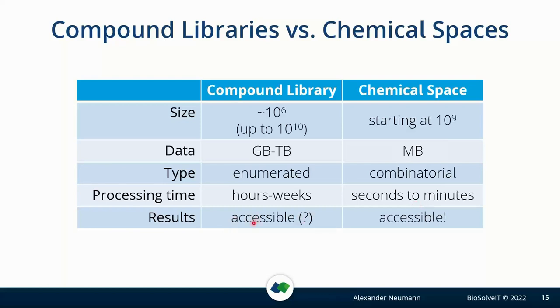The question is always about the compounds. Are they accessible? I mean, if it's a commercial library, then it's more likely that they are available. The chemical spaces per se contain only accessible compounds, because the rules for the creation of the compounds are chemistry, right? So this is something that is ensured by the nature of the chemical space.